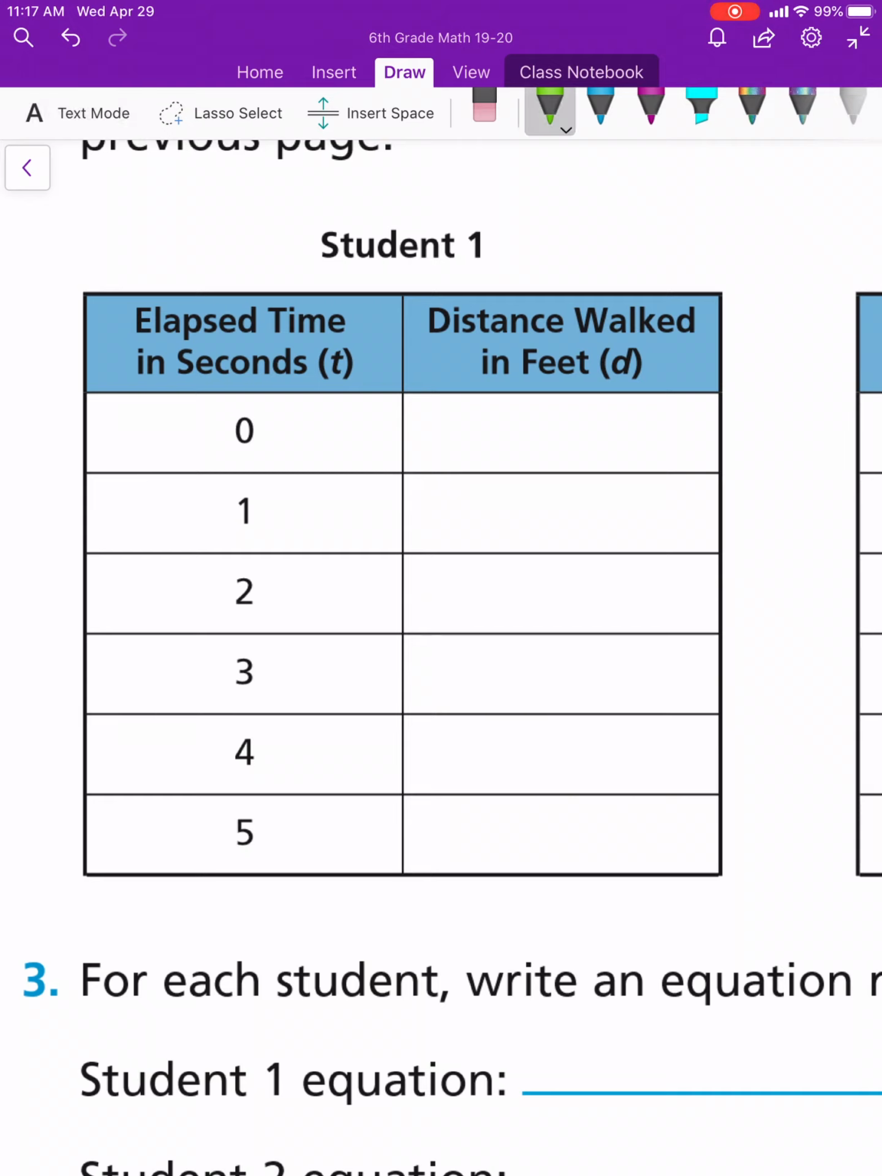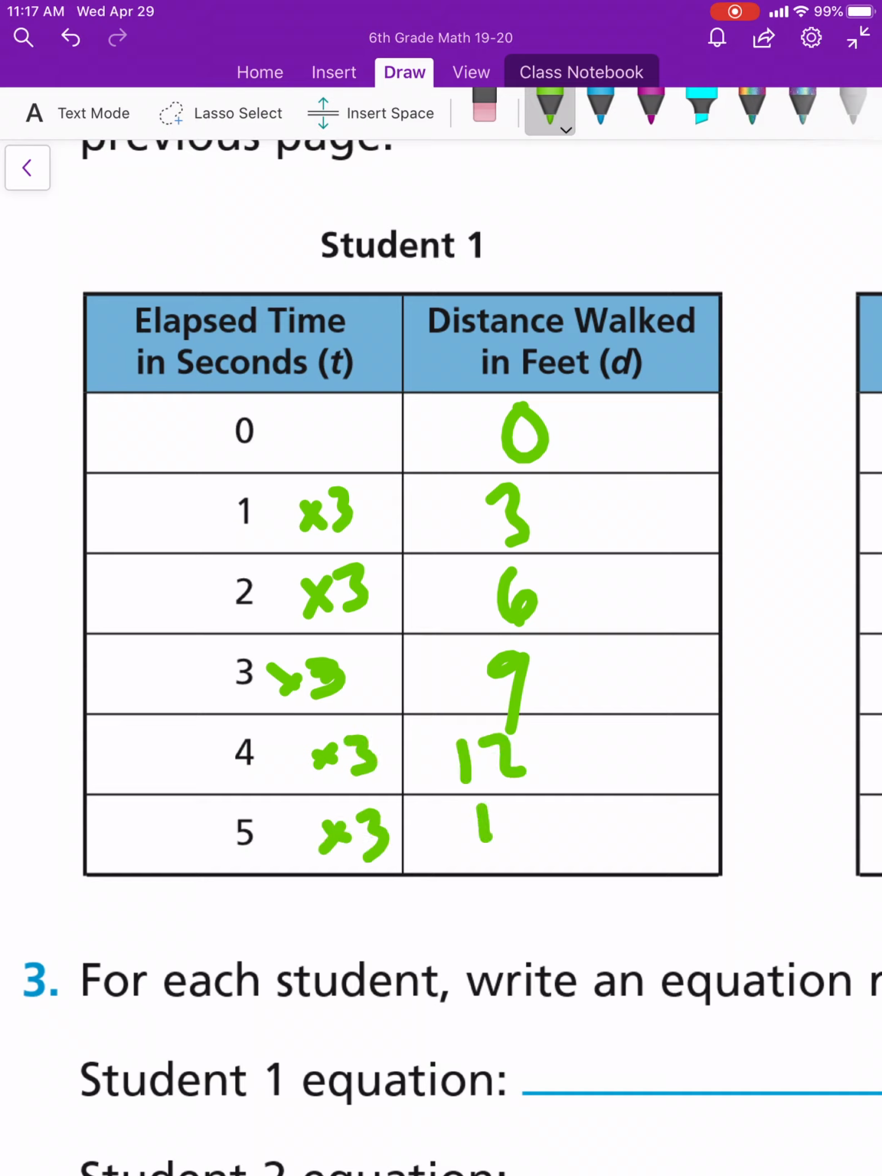So for every 0 seconds, 0 feet is walked. For every 1 second, 3 feet is walked. For every 2 seconds, 6 feet is walked. Do you see what I'm doing here? 1 times 3 is 3. 2 times 3 is 6. 3 times 3 is 9. Times 3 is 12.